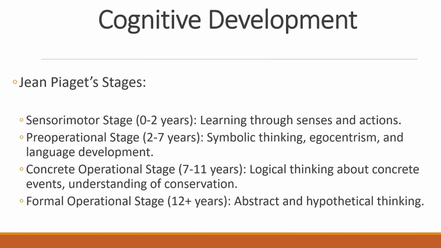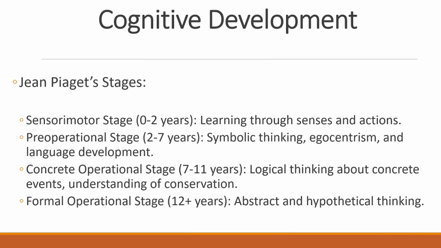learn in their environment. Between the ages of 2 to 7 years old, this is what we call the pre-operational stage. And during the pre-operational stage, this is where symbolic thinking is taking place. Children are experiencing egocentrism as well as language development. So here they are starting to see a lot of things happening in their world. They're understanding what signs and symbols mean.